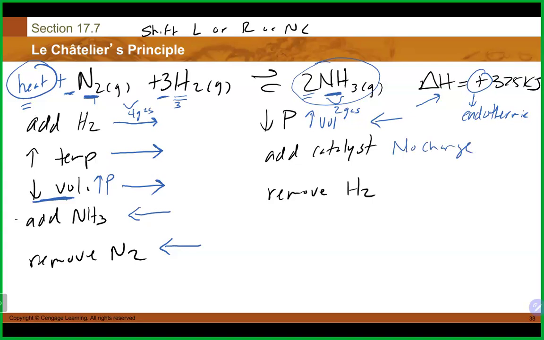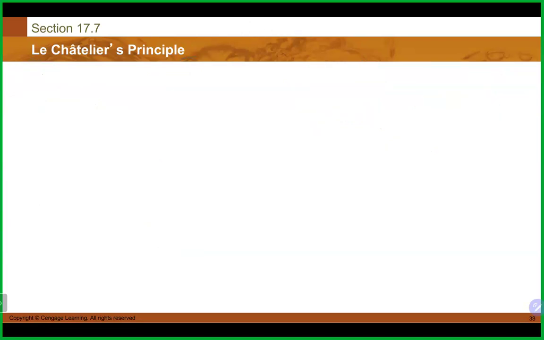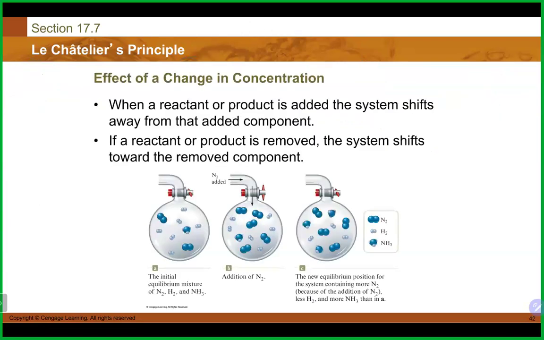And if we remove H2, which is a reactant, that's going to cause a hole on the reactant side that needs to be filled, and we're going to go towards it. But in reality, what's happening again is we have more products now than reactants, and that's going to cause the reverse direction to occur. Any questions on any of those?